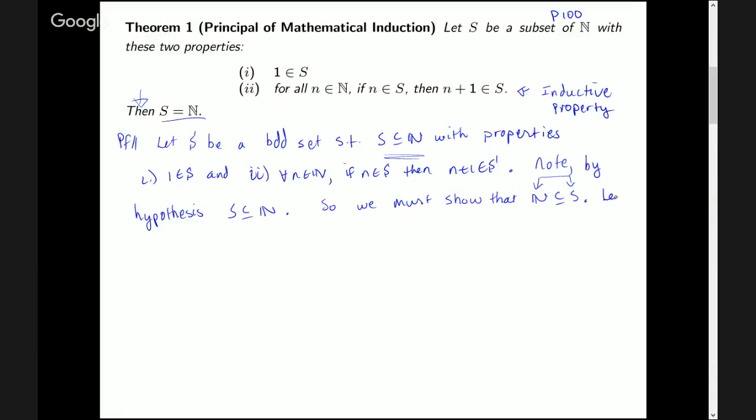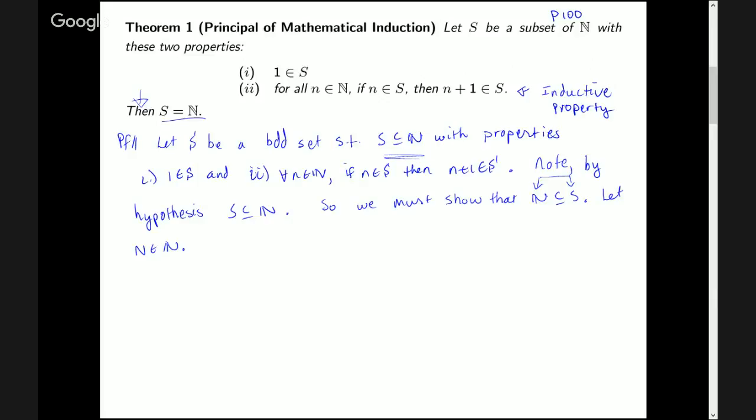So let X be in the naturals. Actually, I want it to feel like a number, so I'm going to say let N be in the naturals. We already have N's written down. How about a capital N? There we go. Now it looks different from the other N's that we have there. Let N be in the naturals. We're going to show that that N lives in S.